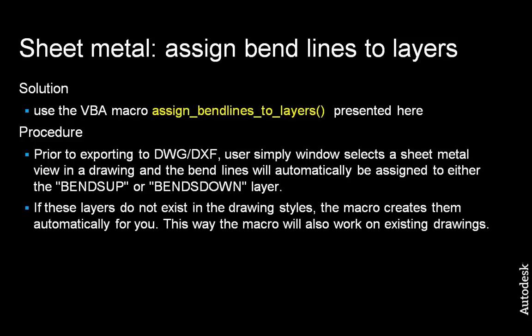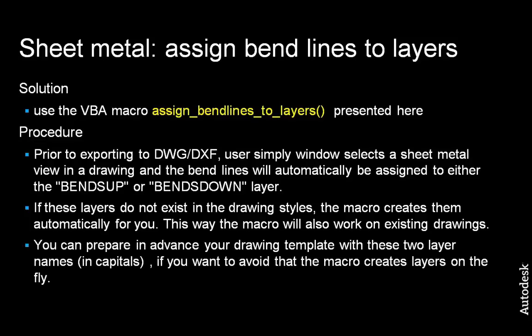If the layers do not exist in the drawing styles, which is very possible for existing or older drawings, the macro will create those layers automatically for the user. This way the macro works on existing drawings. Of course, if you can prepare your drawing templates with those two layers already in there, you have to respect the syntax, so it has to be BENDS UP, BENDS DOWN in capitals.